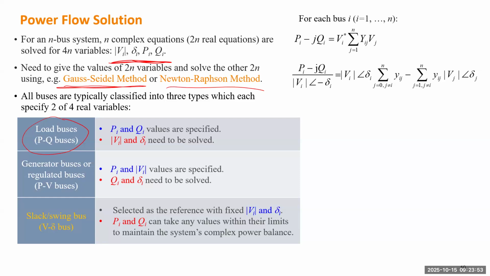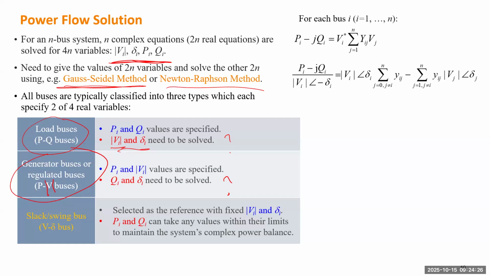Voltage magnitude may change with the system condition, and angle may also oscillate. We allow those 2 to vary, but those will be the two values we need to calculate or determine for that type of bus. The second type is generator buses or regulated buses. For those buses, we know P and V. By V here, we mean the absolute V. But we need to calculate Q and the angle.